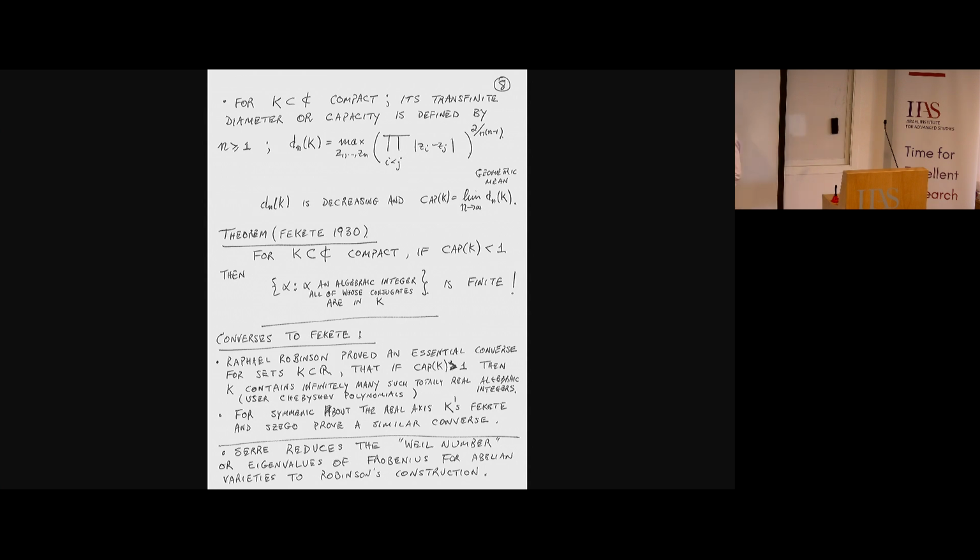And Raphael Robinson, the husband of Julia Robinson, who was himself pretty good, proved a converse to this, which Sarah uses, and that is if the capacity is bigger than 1, and it's real, then you can find an infinite sequence. He constructs an infinite sequence of algebraic integers, all of whose conjugates lie in K. Now, there's something called Honda-Tate theory, which more or less converts this problem to the problem that Sarah's looking at, so she uses Robinson. Sarah reduces, some people call these Bay numbers. I'm not a fan of that. But I think that passage here is kind of clear of how Sarah gets at it.